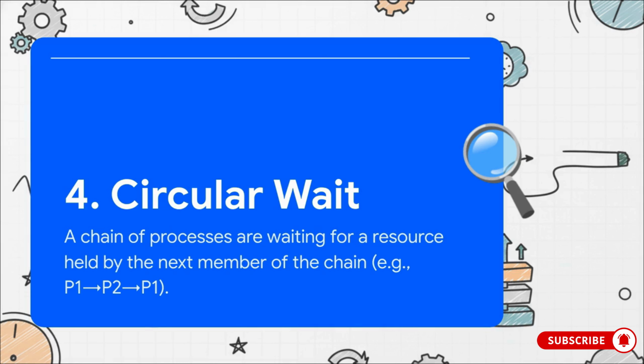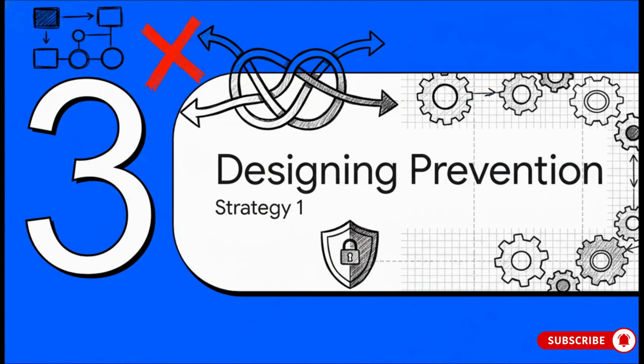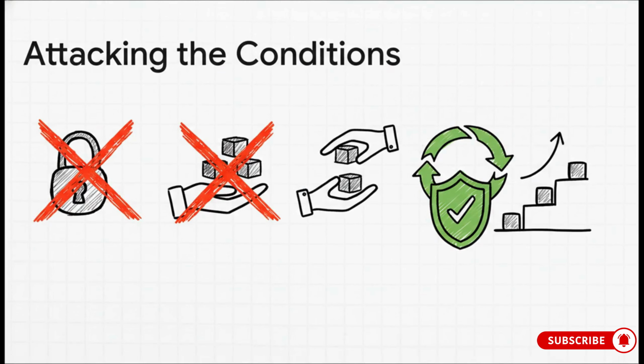When all four of these conditions, mutual exclusion, hold and wait, no preemption, and circular wait, are met, you've got yourself a deadlock. So, if we know the 4 ingredients required to bake a deadlock cake, the most straightforward strategy is just to design an operating system that makes sure one of those ingredients is always missing. This is what we call deadlock prevention. We build the rules of the system to make deadlocks structurally impossible. So how do we do that?